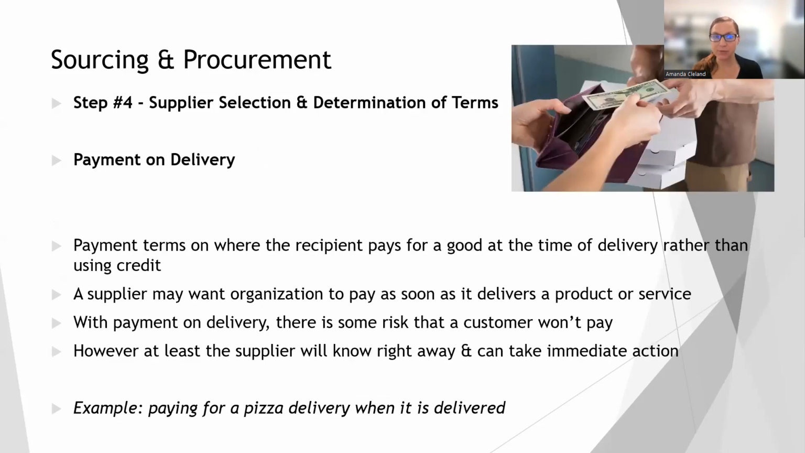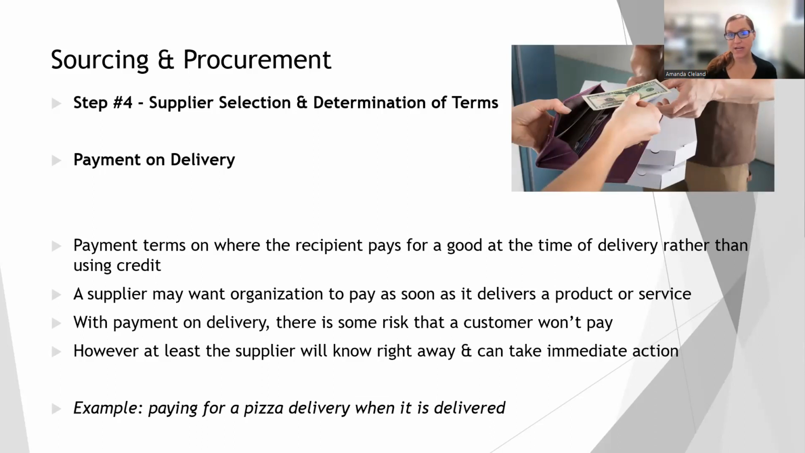Now, payment upon delivery. These are payment terms where the purchasing organization, the recipient, pays for a good or service at the time of delivery rather than paying in advance or using credit. A supplier may want an organization to pay as soon as it delivers that product or service. With payment on delivery, there is some risk that the buying organization won't pay, but the supplier at least is going to know right away and can take some immediate action.